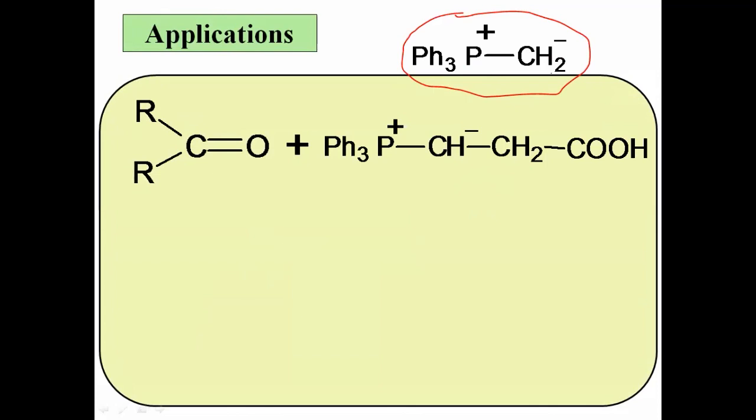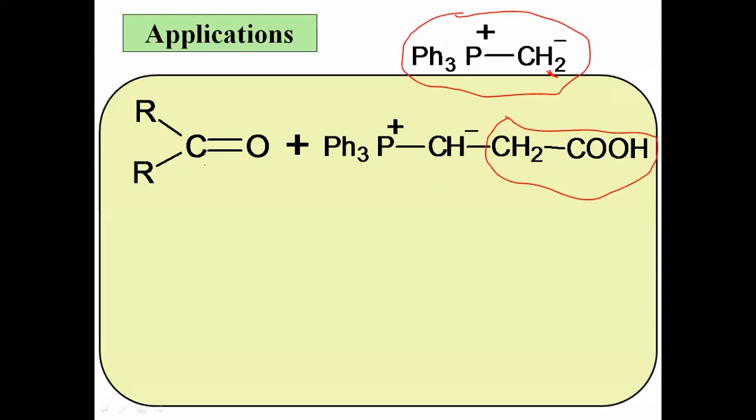But suppose one of the hydrogen atoms of the CH2, I have replaced by a CH2COOH group. One of the hydrogens is replaced by a CH2COOH group. This is a substituted phosphorus ylide. For this reaction, we can take a substituted phosphorus ylide. We can take a substituted Wittig reagent. Okay, here this is an example of a substituted Wittig reagent.